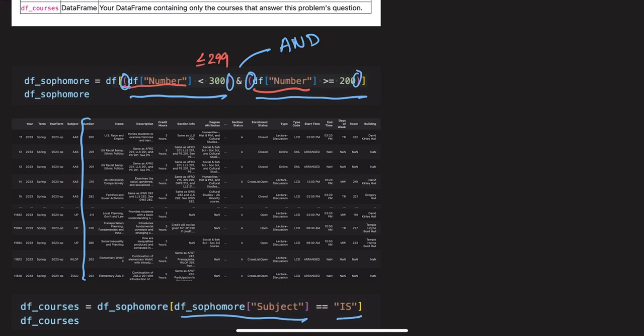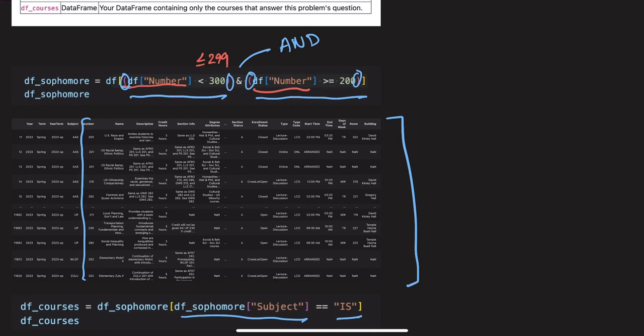So I think personally that when you have complex conditionals like this, it's easier to break it down into multiple steps, but it's important to keep your data frame names constant so that you remember which data frame you're using. So we want to use this data frame with only the sophomore level classes, not the original data frame.